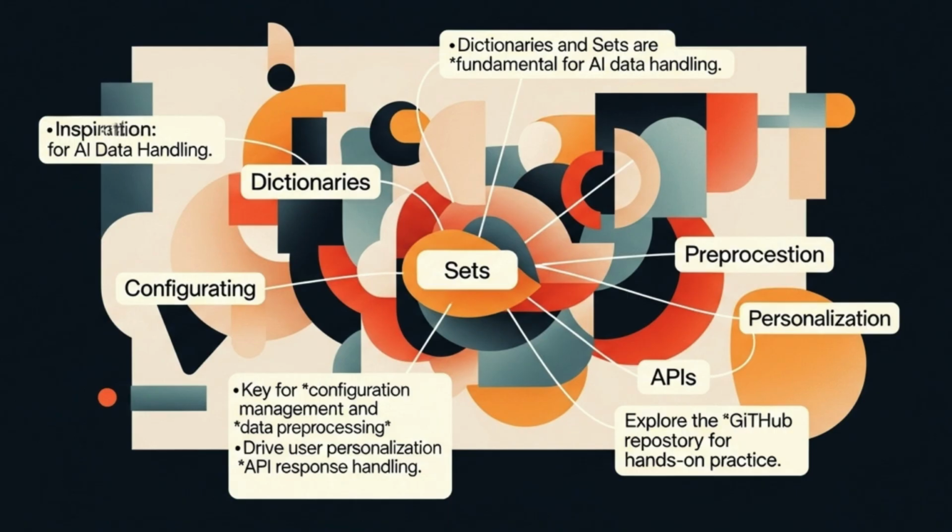membership checks. Together, they are key for configuration management, allowing you to define and retrieve AI model settings with precision, and for data pre-processing, where cleaning and optimizing datasets is paramount before training any model. We've also seen how these structures drive user personalization and recommendation engines, and are crucial for API response handling, letting your AI applications intelligently interpret data from external services.